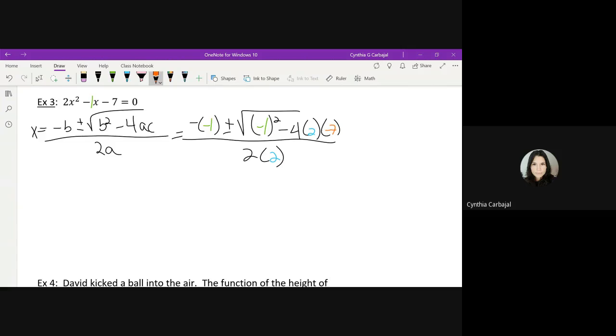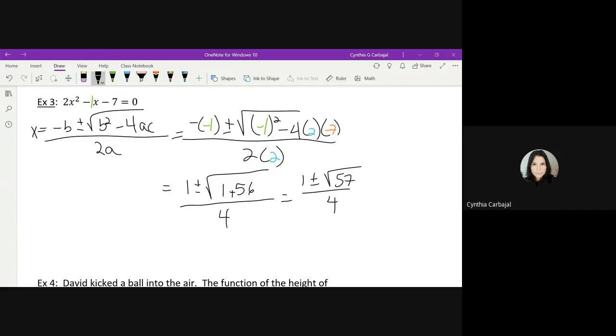So let's do a little bit of math. Careful on this first one, we have a -1, so that's going to be +1. Plus or minus the square root of 1 squared, which is 1, and then 4 times 2 is 8. And 8 times -7 is going to be -56, but this is a -4, so it's going to end up being a +56. And 2 times 2 is 4. Then we're going to have 1 plus or minus the square root of 57.